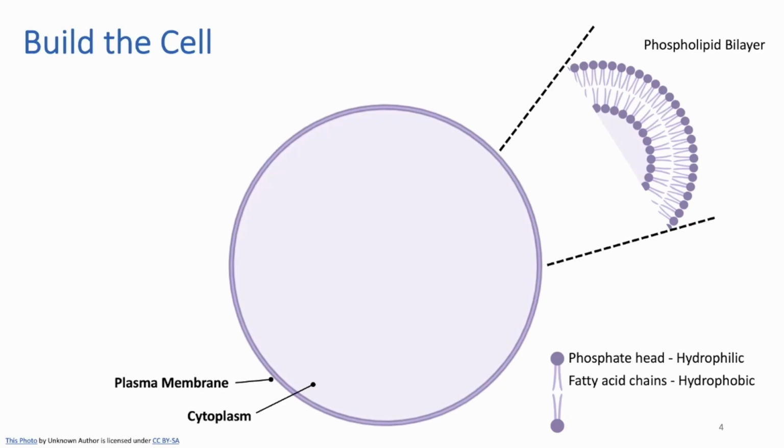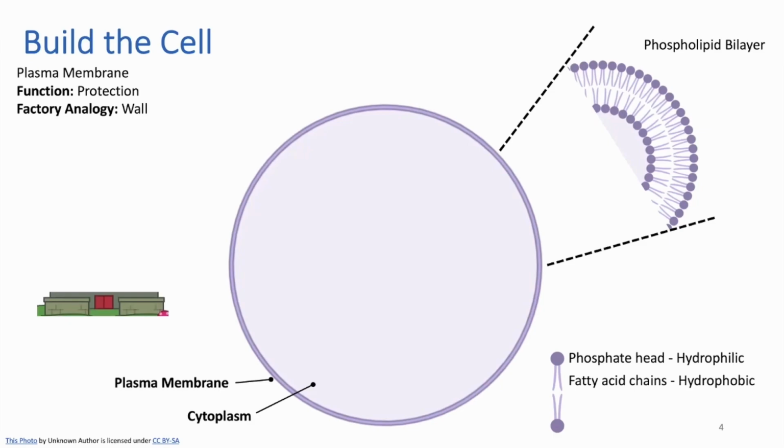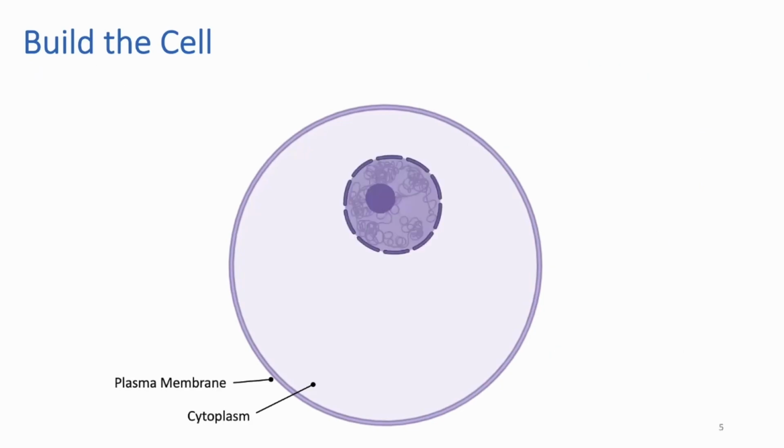The fluid inside the cell is the intracellular fluid, or cytoplasm, which is the light purple color. This phospholipid layer functions to protect the cell and can be thought of as the factory wall, demonstrated in this picture. Next, we have the nucleus.